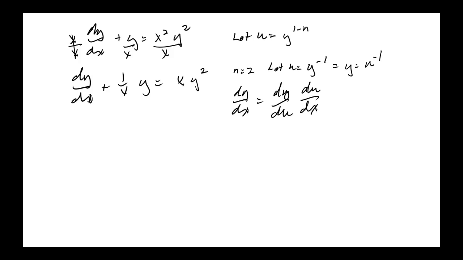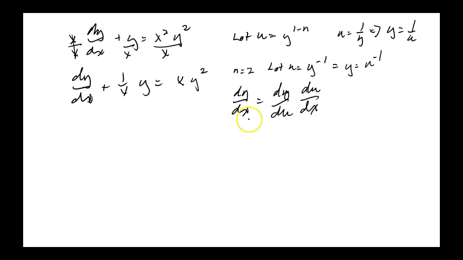Here's our substitution, which is u is equal to 1 over y. I want y as a function of u, so I'm going to just reciprocate both sides: y is equal to 1 over u, which is u to the minus 1. I wanted to leave it in u to the minus 1 because it's easier to take a derivative.